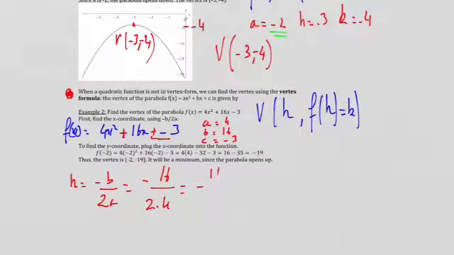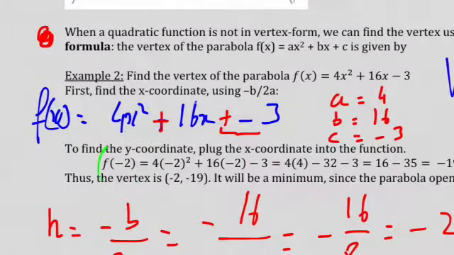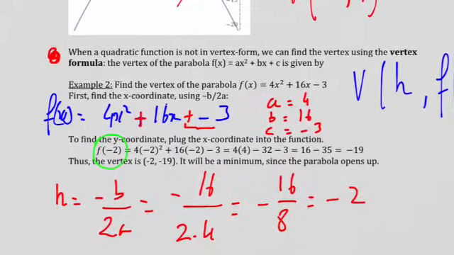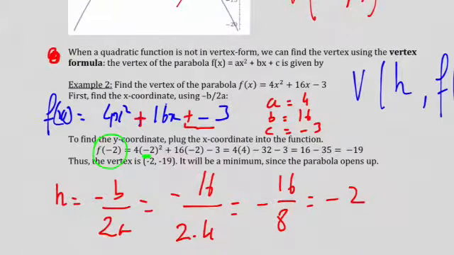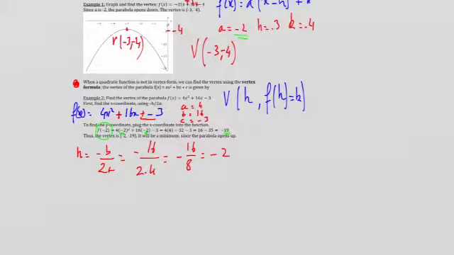I end up with negative 16 divided by 8, which is negative 2. Now I know the value of h, so I can calculate f of h, which is f of negative 2. I substitute the value of negative 2 inside my expression, and so I end up finding negative 19. And so the vertex will be negative 2 and negative 19.